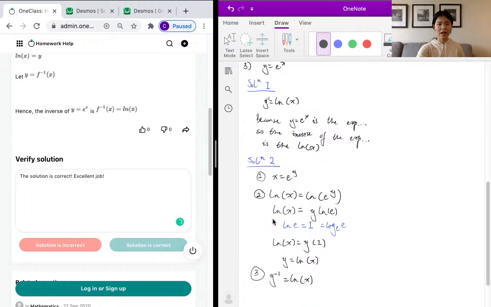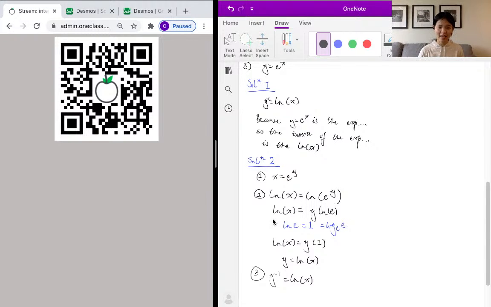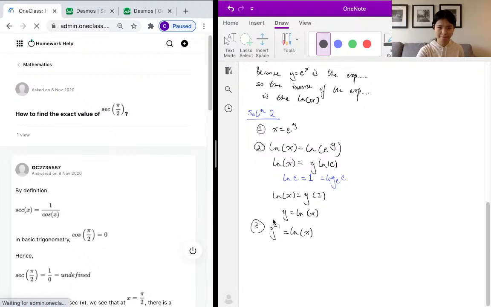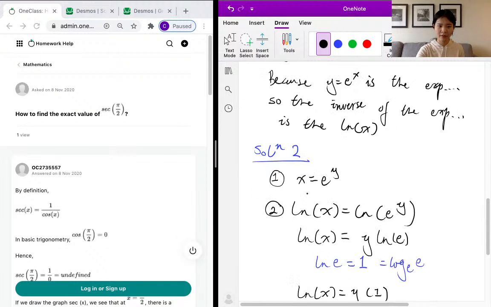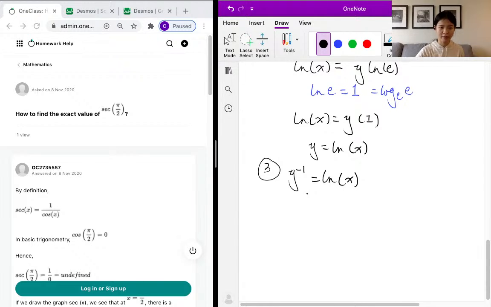Nice. Now let's move on to our fourth problem for today. Let's see what the fourth problem is. Okay, our fourth problem asks us to find the secant of pi over 2. So let's write our problem number 4 here, and it asks us to find the secant of pi over 2.